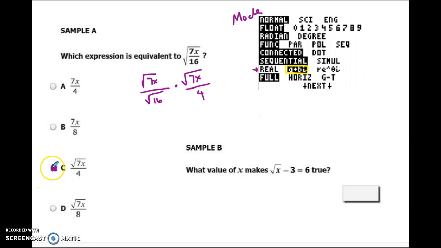So when you start your SOL and you have your first sample question, we're going to be sure of ourselves that this is the correct answer to the sample.